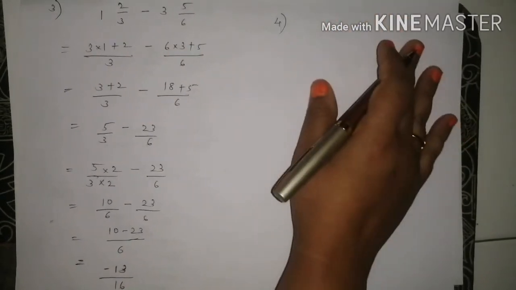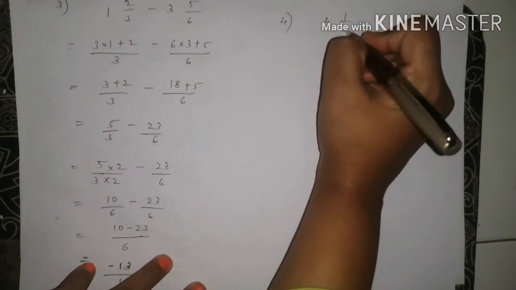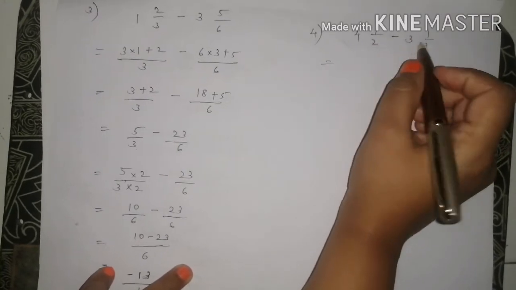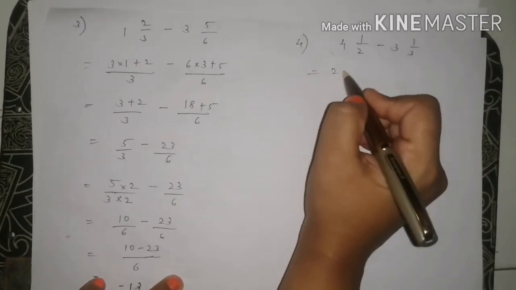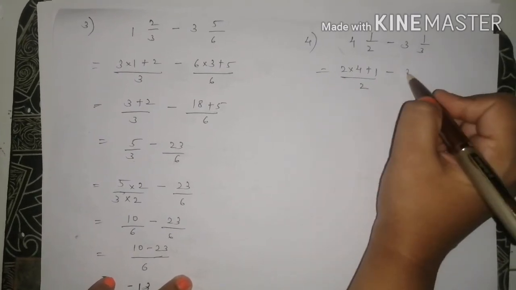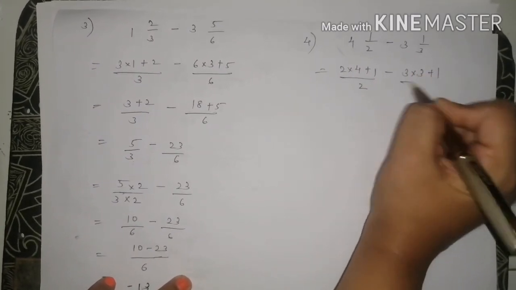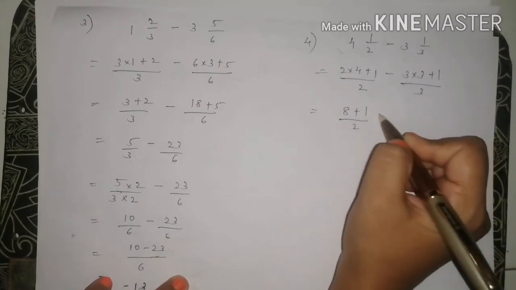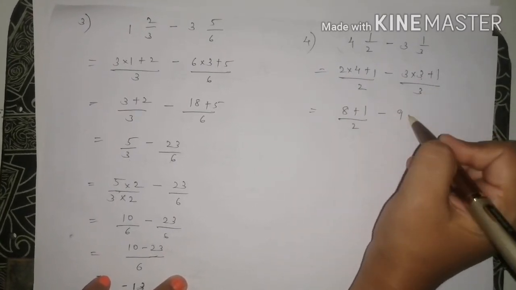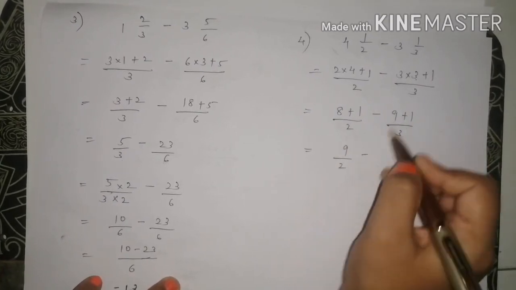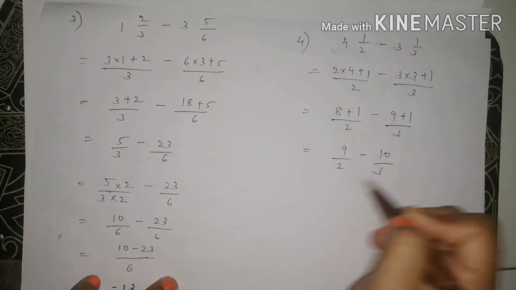Fourth sum. 4 1 upon 2 minus 3 1 upon 3. Again reduce this, make it in proper form. 2 into 4 plus 1 upon 2 minus 3 into 3 plus 1 upon 3. 2 4s are 8, 8 plus 1 upon 2, minus 3 3s are 9 plus 1 upon 3. 8 plus 1 is 9 upon 2, minus 9 plus 1 is 10 upon 3.